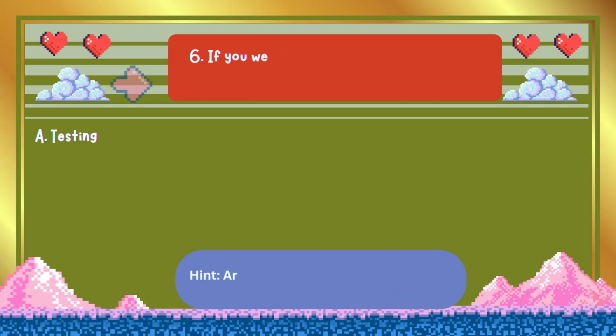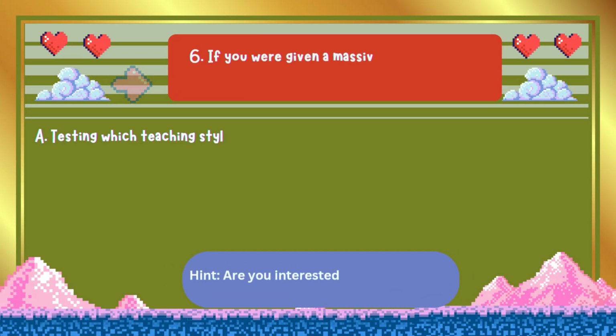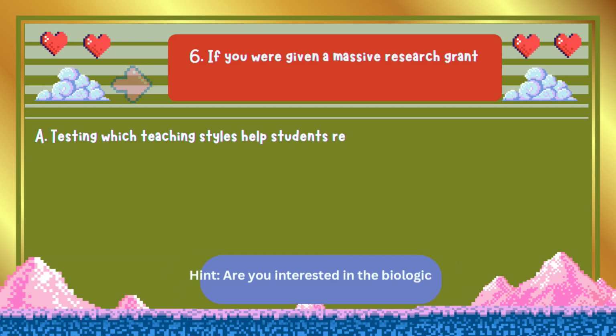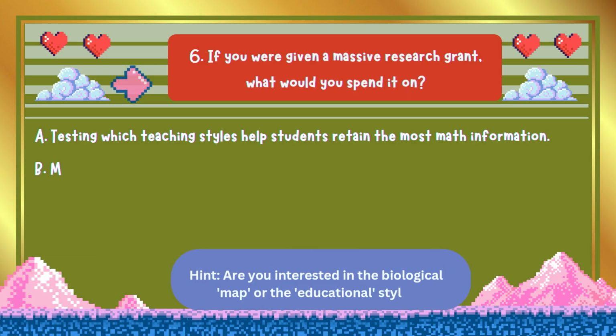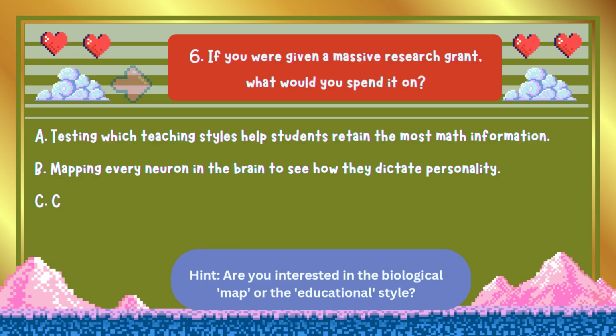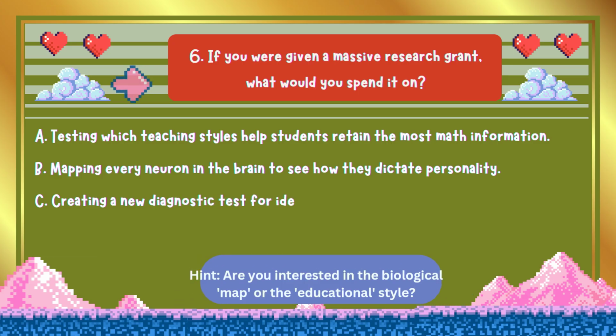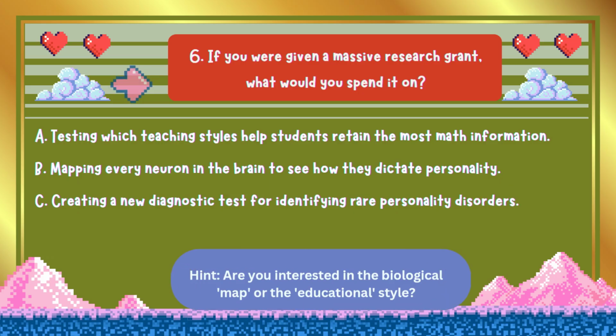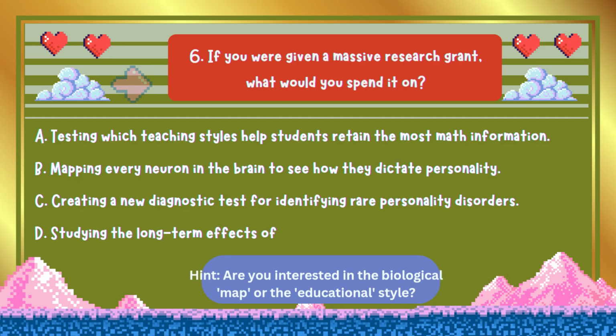6. If you were given a massive research grant, what would you spend it on? A. Testing which teaching styles help students retain the most math information. B. Mapping every neuron in the brain to see how they dictate personality. C. Creating a new diagnostic test for identifying rare personality disorders. D. Studying the long-term effects of social media on adolescent development.